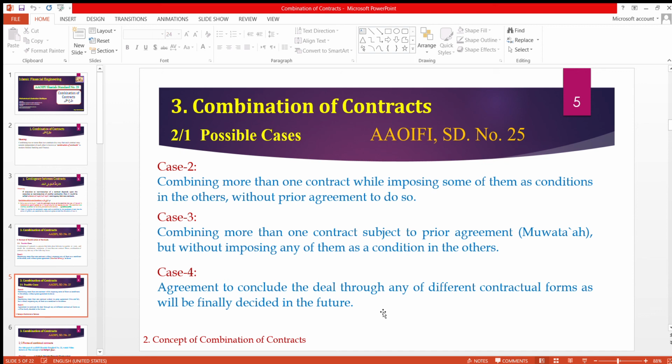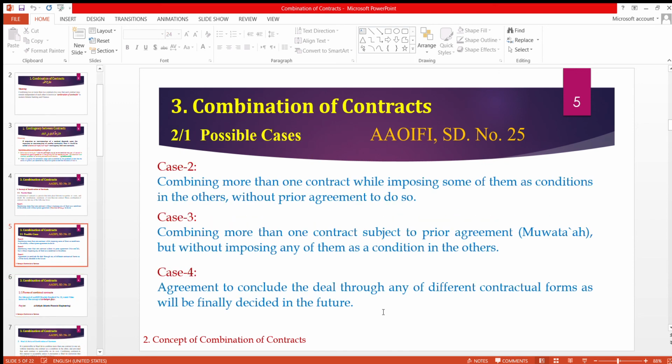So these are the 4 cases of the potential possible combinations of contracts. Out of these, case number 2 is not permissible because this is the case of ishtiratul aqd fil aqd, so it is not permissible.